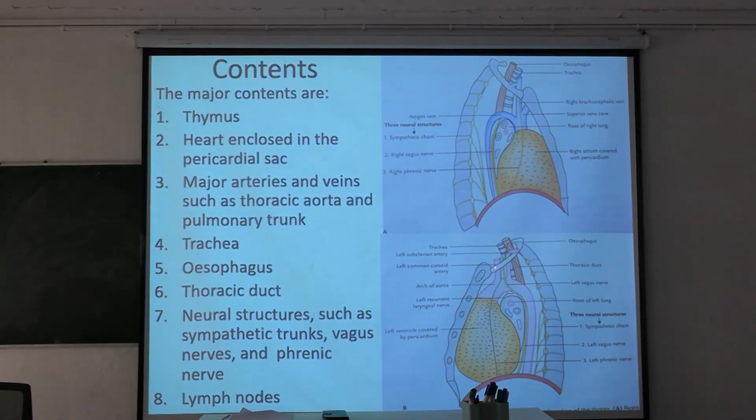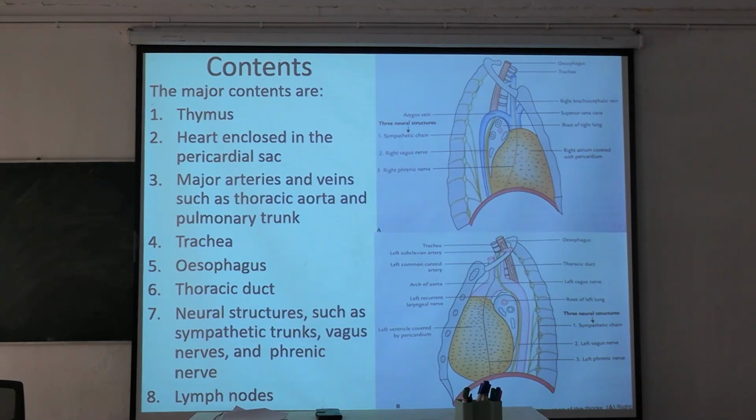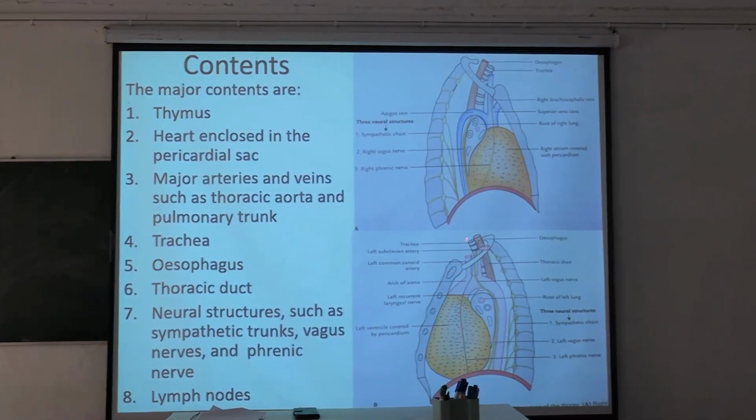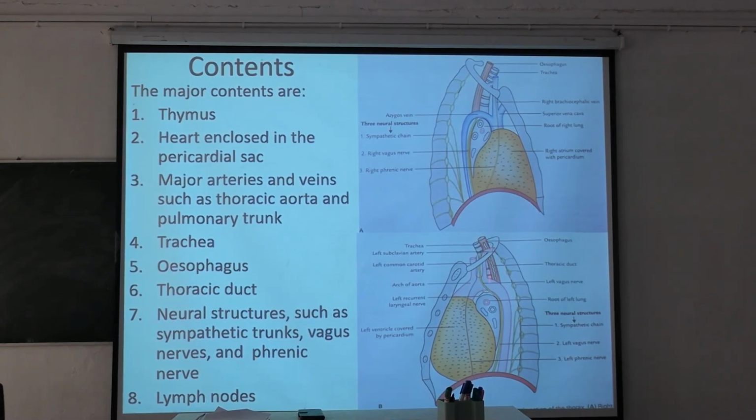Posterior to the lung root, this yellow colored nerve is the left vagus. And anterior to the lung root, here is the left phrenic nerve. And here you can see the esophagus. In front of esophagus, here is trachea. And this small structure, this is thoracic duct. This is one lymphatic structure. Okay. And some lymph nodes you will also see, mediastinal lymph nodes.